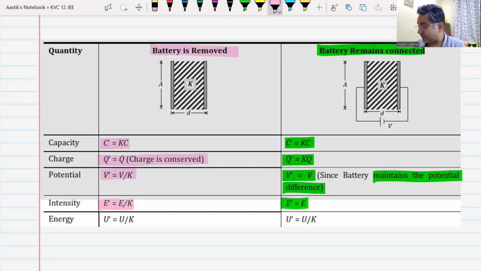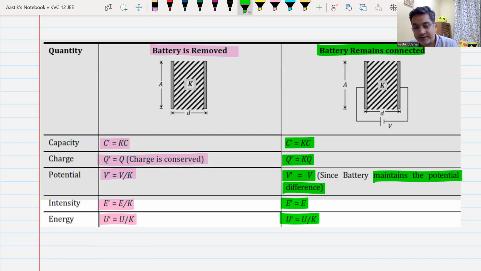And then you have the effect on the energy. In this case, Q square by 2C is the formula we will use. Q remains the same, C becomes K times, therefore the energy becomes 1 by K times. Here, since the voltage is the same, I can use the formula half CV square.